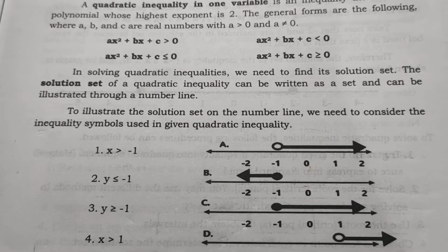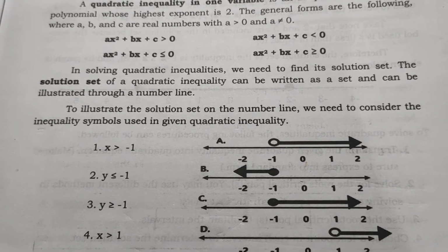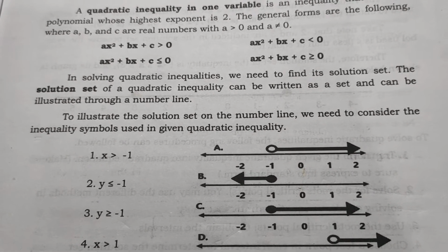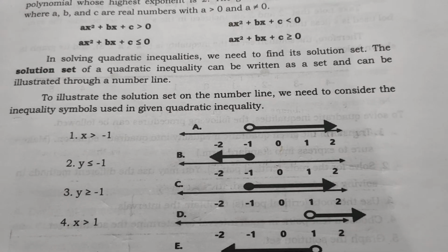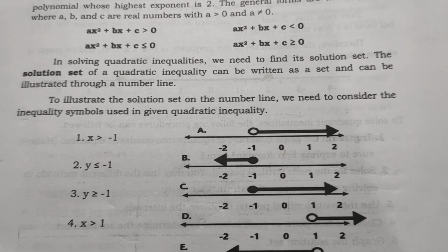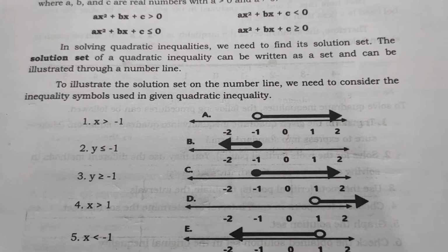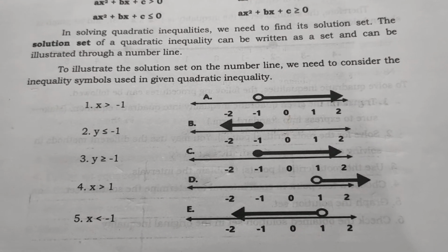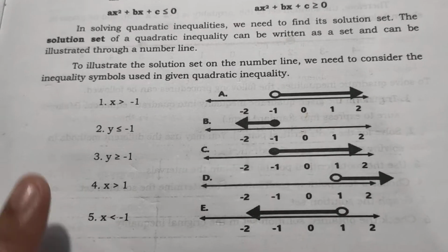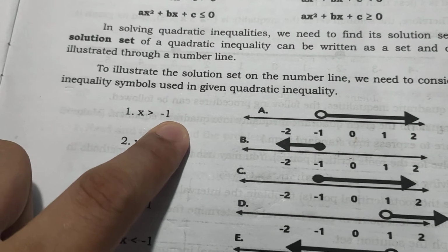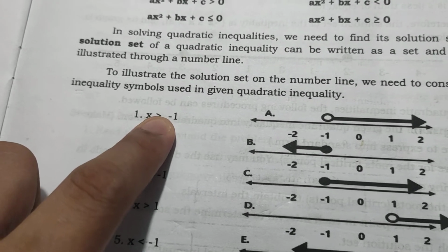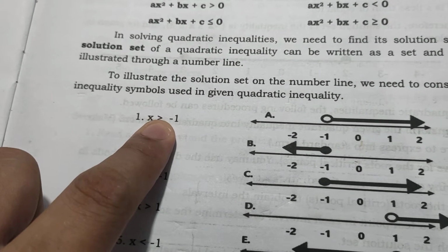The solution set of a quadratic inequality can be written as a set and can be illustrated through a number line. To illustrate the solution set on the number line, we need to consider the inequality symbol in the given quadratic inequality. For number 1, we are talking about x is greater than negative 1. So it points to the right. Therefore, your arrow will point to the right.